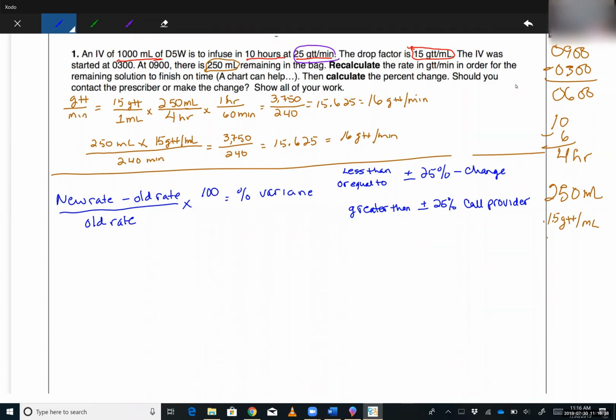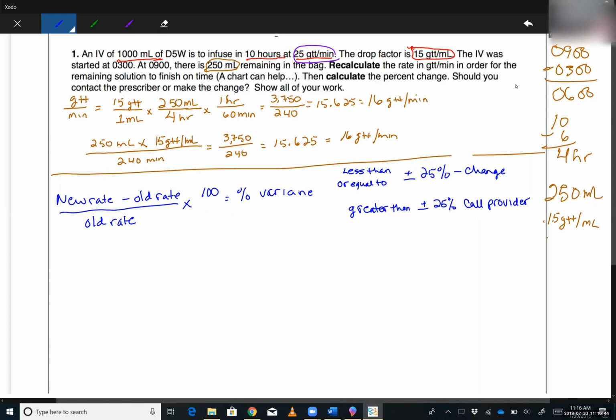When the rate has changed more than 25%, we must call the provider. We are not allowed to make that change. So let's take a look at how to calculate that percent of variance. You have all the old rate information given. We calculate the new rate.